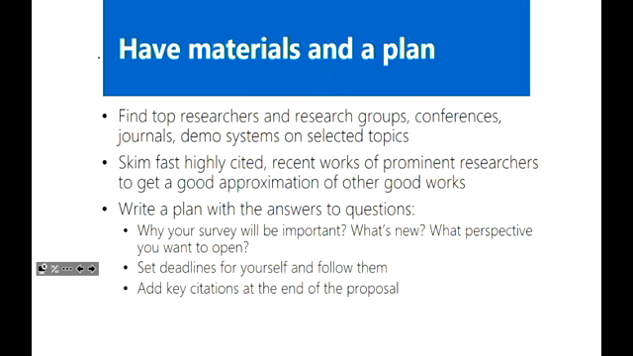Have materials and a plan for that. Find top researchers and research groups, conferences, journals, demo systems on the selected topics. Skim those topics, just get an idea of what has already been published, or what you can do differently from what has already been published. Write a plan with answers to questions. For example, if they have already mentioned some of the questions that they did not answer in their paper, you can take those questions forward and come up with answers in your surveys.